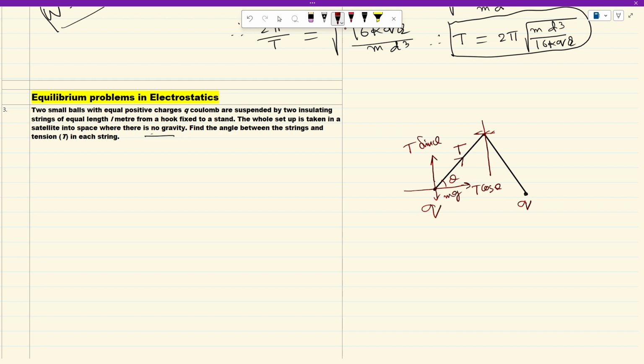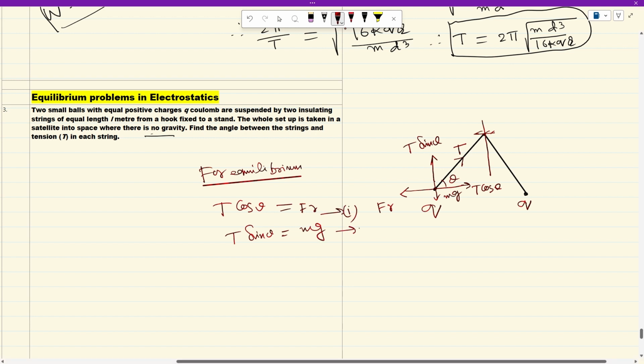Then the repelling force Fr will be balanced by T cos theta. For equilibrium, T cos theta will be Fr. I am just discussing the general case, what happens actually, and T sin theta equals mg. This will help you to calculate the tension produced in the string, the angle theta, and even that angle 90 minus theta with the vertical you can also find.